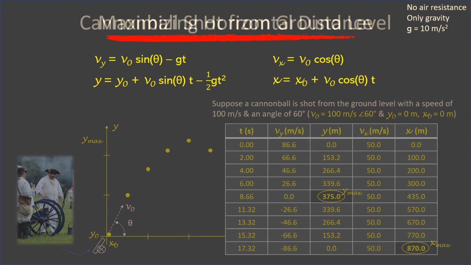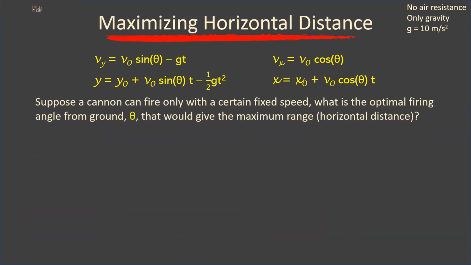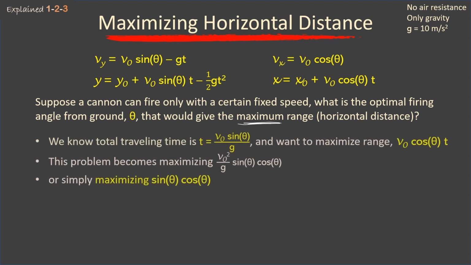So what is the optimal angle theta that would give me the maximum range, or longest horizontal distance? We know the total traveling time is v sub 0 times sine theta divided by gravity g. This is derived from the first vertical velocity equation at the top. And we want to maximize the horizontal distance, which is v sub 0 times cosine theta times t, based on the horizontal position equation at the top. Substitute time t into the horizontal distance, which then becomes v sub 0 squared over g times sine theta times cosine theta.